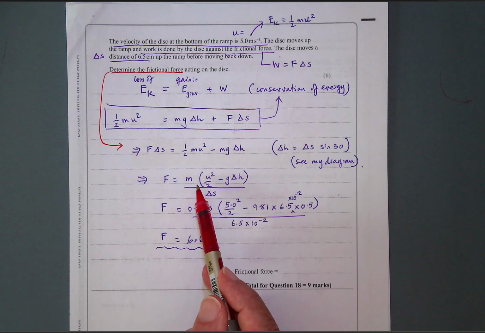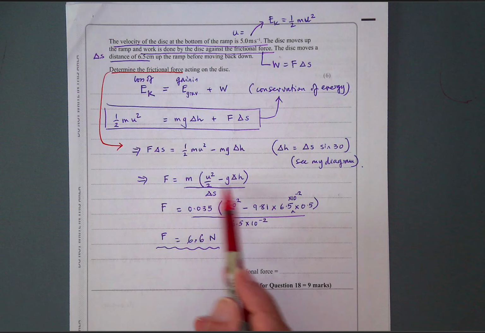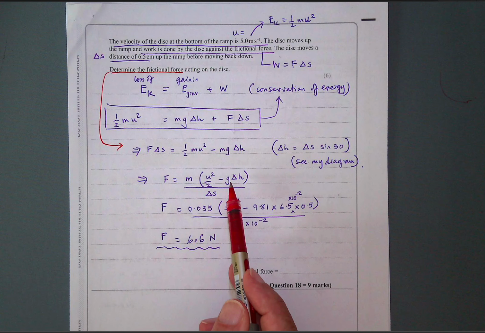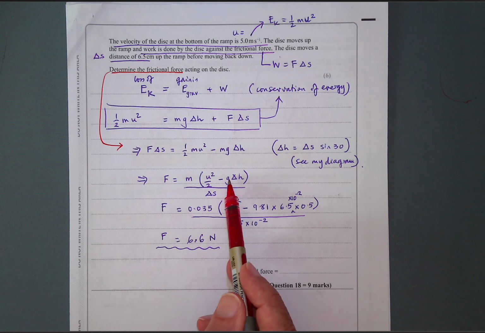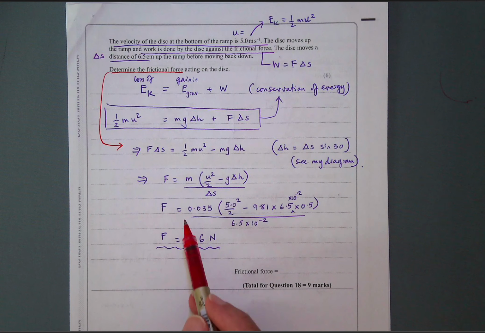I've put mu squared, the 2 is the half. M is common to both, so you can use it just once. And then I've got minus g delta H to be the rest of the potential energy. So the answer will come out to, just put the numbers in, m is 0.035, the velocity was 5 meters per second, and there's the divided by 2 for the half in the kinetic energy equation. Put the values in. Don't forget to multiply by 10 minus 2, which I nearly did.